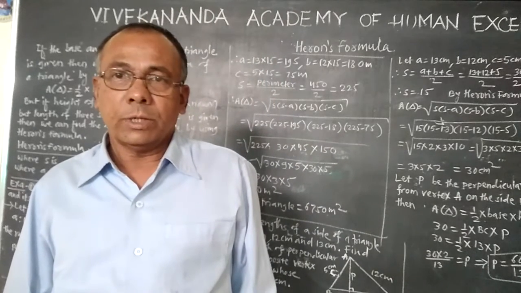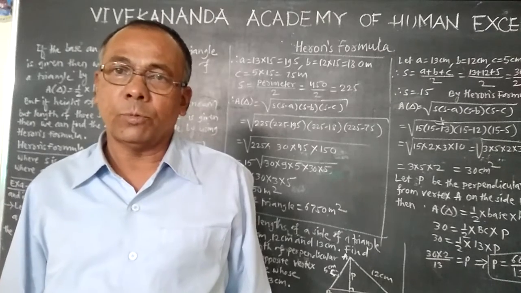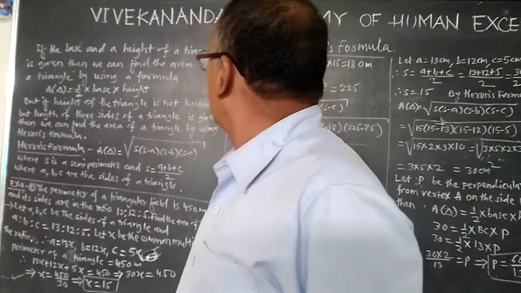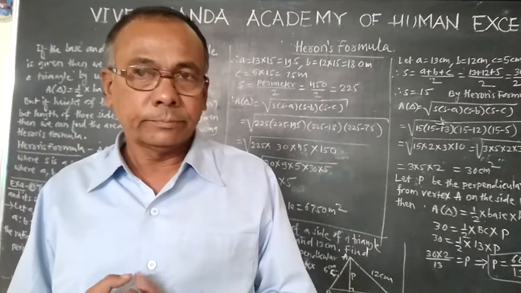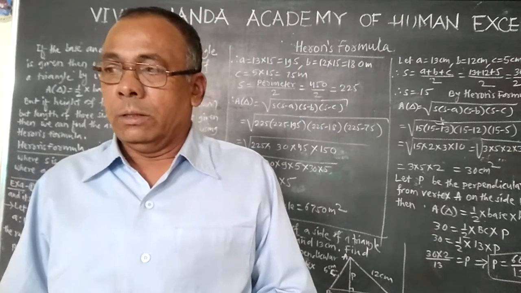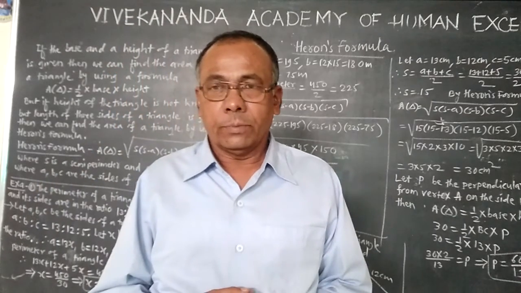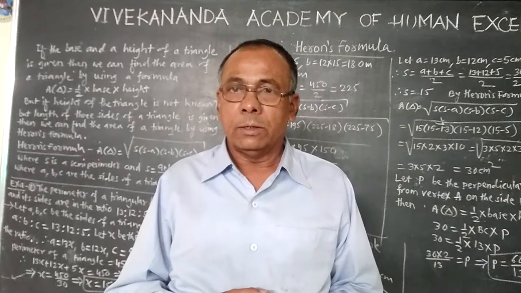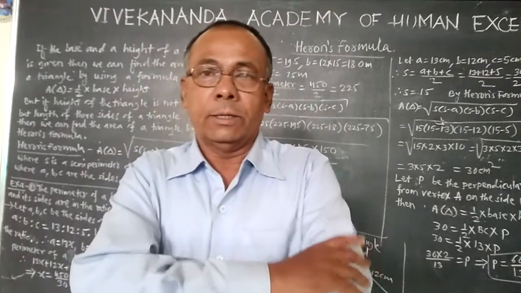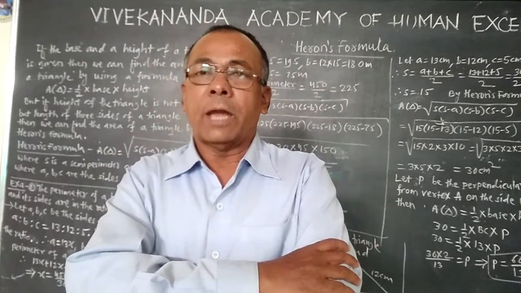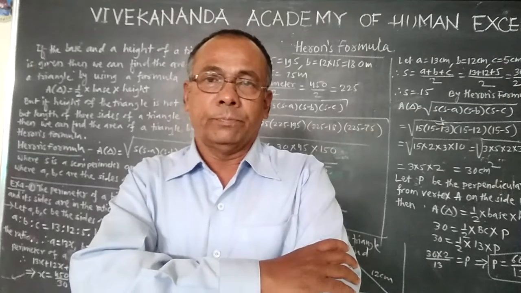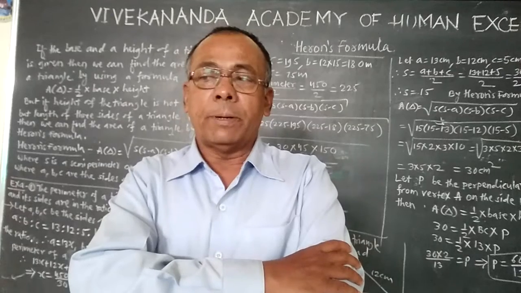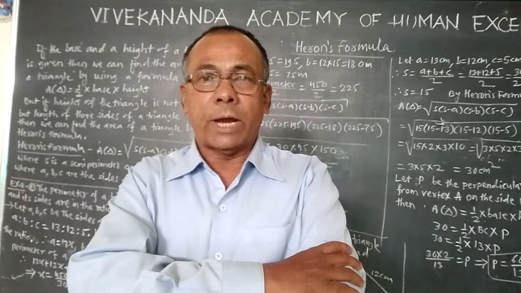Now we are starting our new topic, that is Hero's formula. Here we know the formula to find the area of a triangle, if the base and the height of the triangle are given. That is, area of triangle is equal to 1/2 base into height.